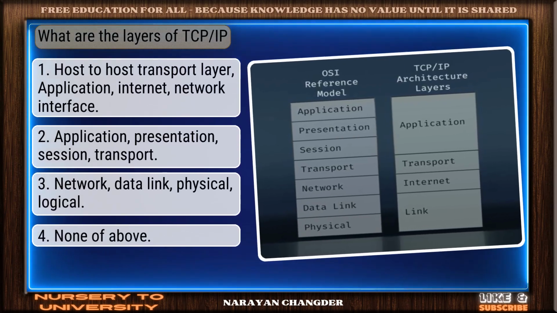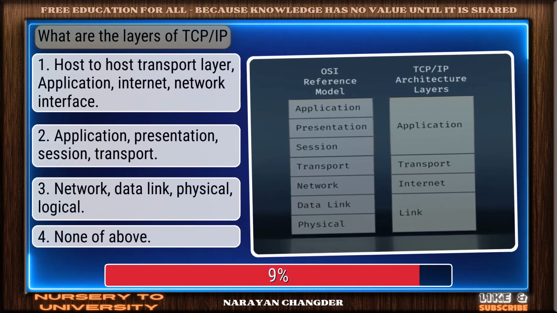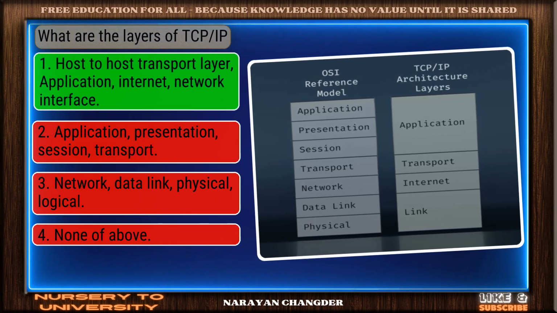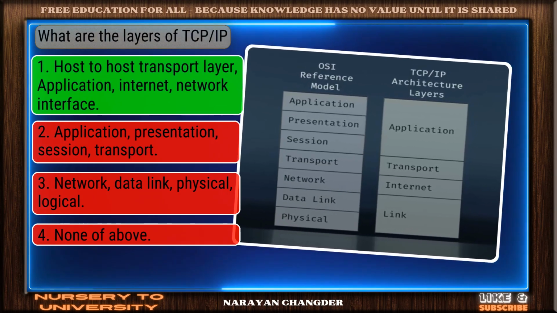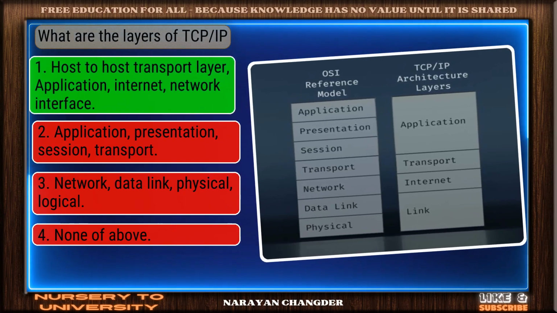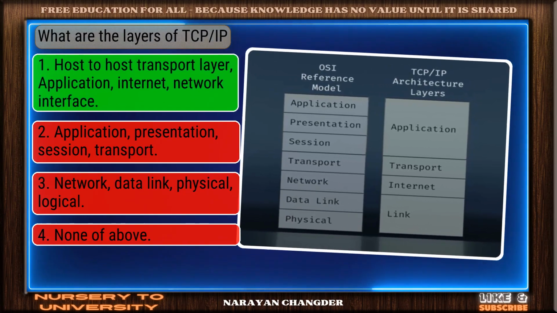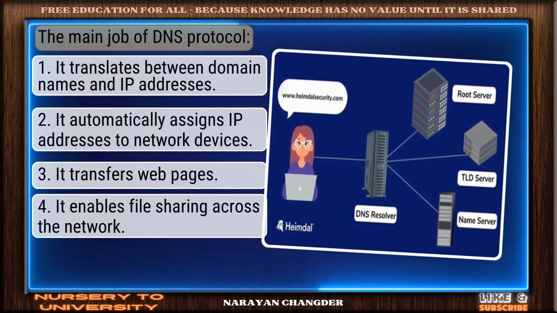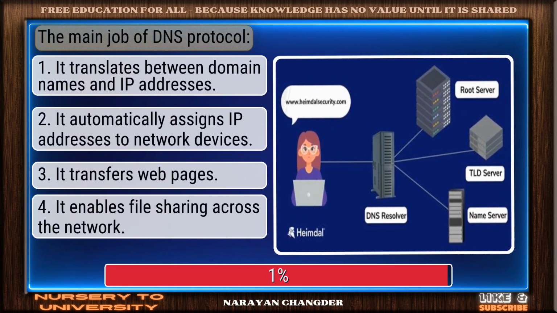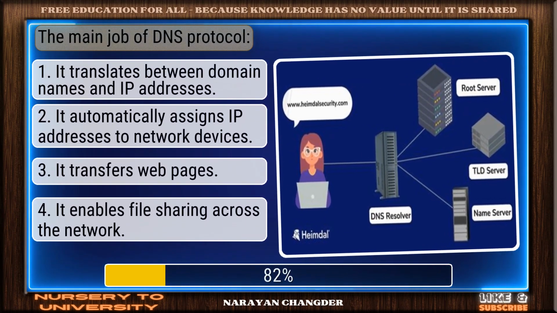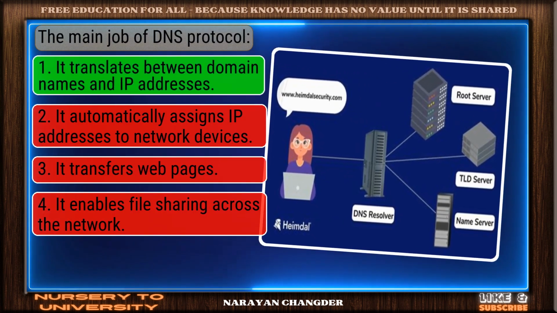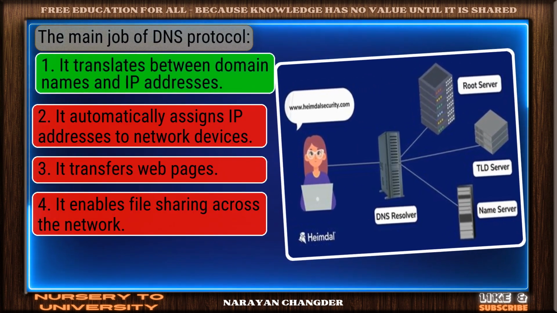Question number 70. What are the layers of TCP/IP? Smart pick. Host-to-host transport layer, application, internet, network interface is the correct choice. Question number 71. The main job of DNS protocol. Excellent. It translates between domain names and IP addresses is a brilliant choice.